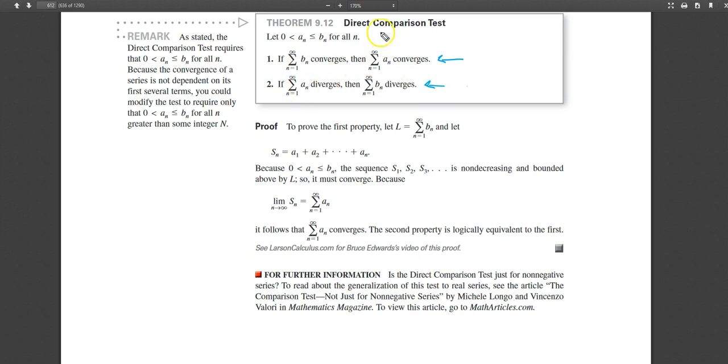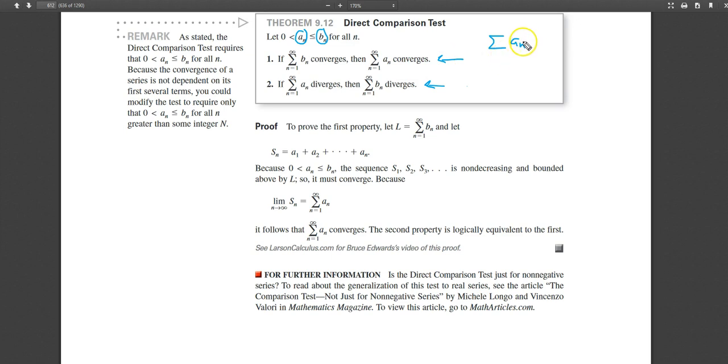So for example, if you think your series converges, then your series would involve the a_n terms. Then you want to find another sequence of b's which are slightly larger than all of your a's, in which the series involving the b's converges. And then that will prove that your series involving the a's converges as well.